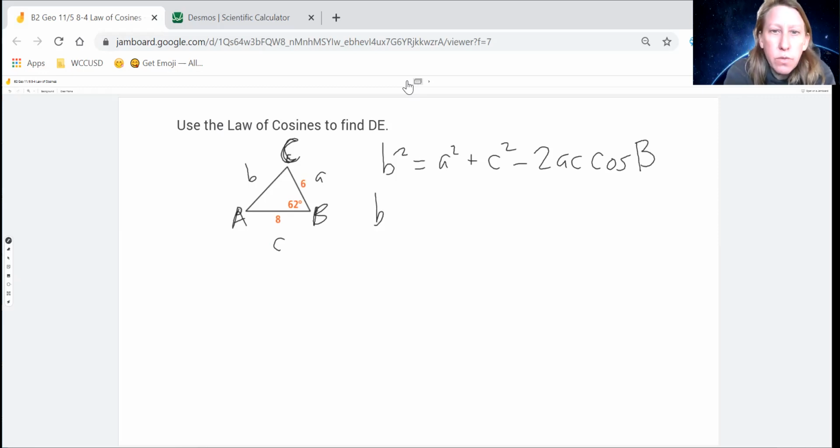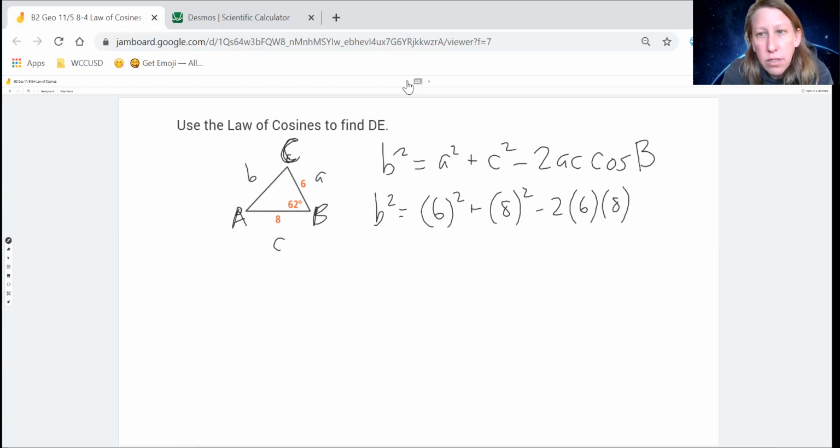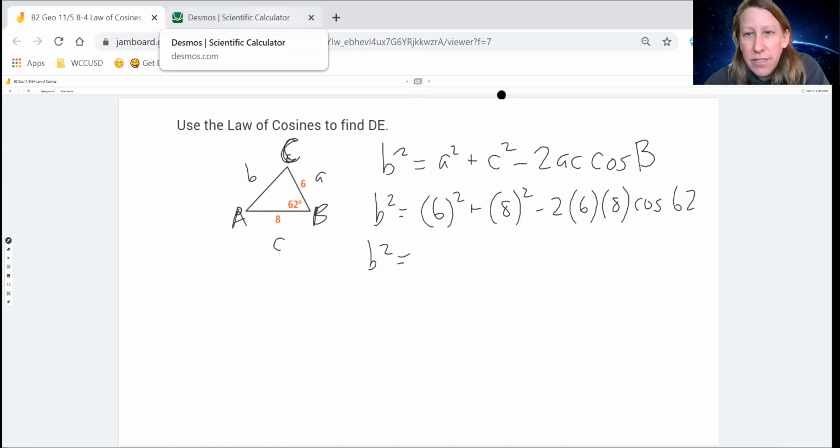So B squared is what I'm trying to find out. That's 6 squared. This is 8 squared. This is 2 times 6 times 8 times the cosine of 62. So B squared is, I'm going to be really lazy and type all this in: 6 squared plus 8 squared minus 2 times 6 times 8 times the cosine of 62.